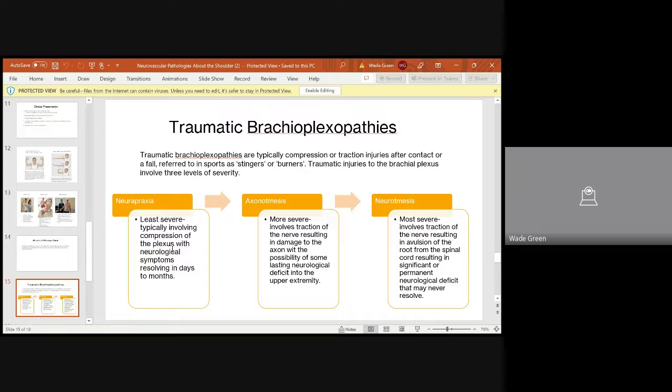Okay, so neuropraxia is least severe, axonotmesis is moderately severe, and neurotmesis is most severe. And the bottom line is that we are looking for deficit. Does the deficit resolve, or is the deficit permanent and lasting? Does that make sense to everyone?